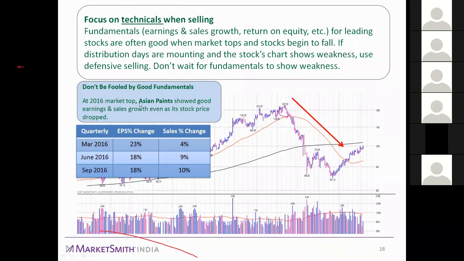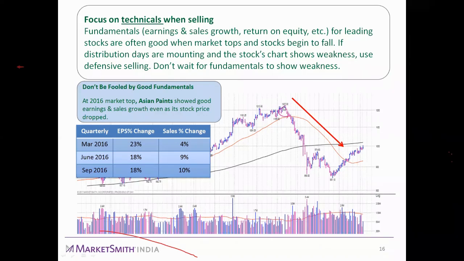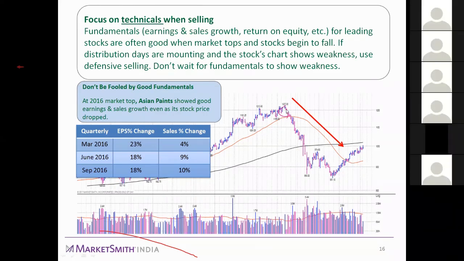So at the 2016 market top, Asian Paints showed good earnings and sales growth even as its stock price dropped. That is why we say that buying and selling will be based on technicals, because here when the stock topped out, even then the fundamentals at that particular point of time were very good. But then you see the downtrend. The stock actually went on to fall from 1,227 to 974. The stock fell roughly 20%. So if you would have not identified the weakness somewhere over here, when the stock reached its 50 DMA on high volume, you would have ultimately lost 20 to 25% of your gains.